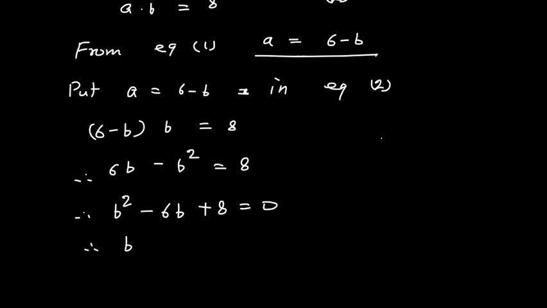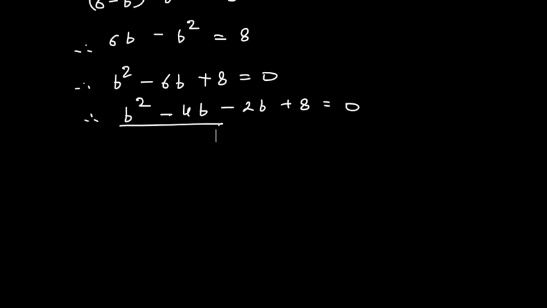So therefore now by splitting the middle term, 8 can be written as 4 times 2, so that is minus 4b minus 2b plus 8 is equal to 0. From these two terms we can take b common. So therefore when we take b common, it is b minus 4.